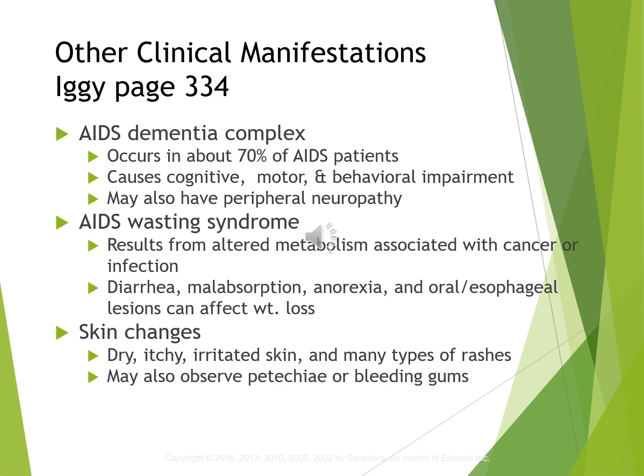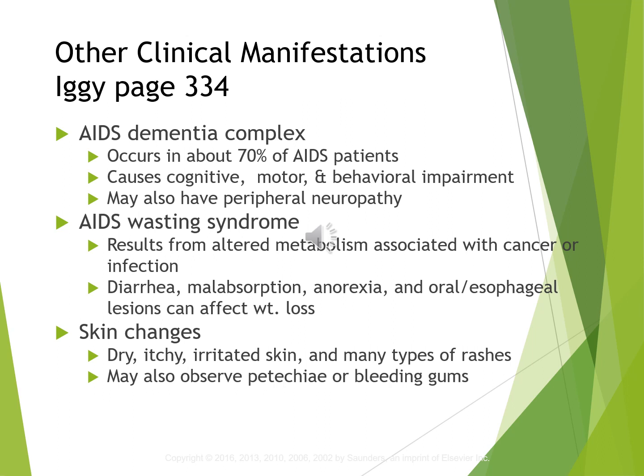So make sure you keep that straight, okay? It does cause cognitive, motor, and behavioral impairment, so it's a form of dementia. So you've learned about dementia, or I think you may have in mental health already. May also affect peripheral neuropathy. So these patients may also complain of numbness, tingling, burning. Sometimes they'll have trouble with movement in the arms and in the legs or hands or feet. So those are all things that can happen with AIDS.